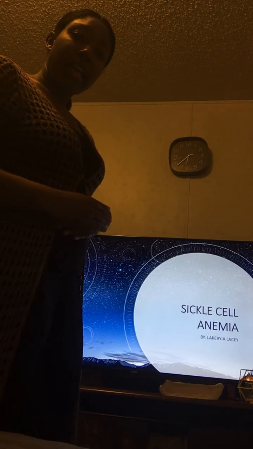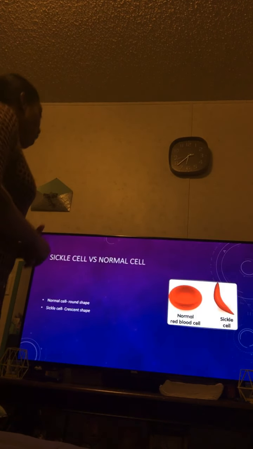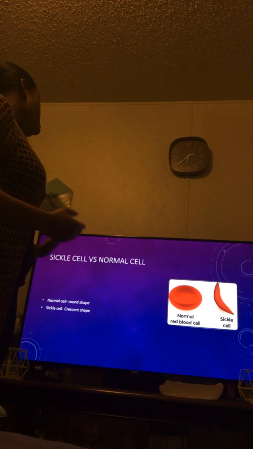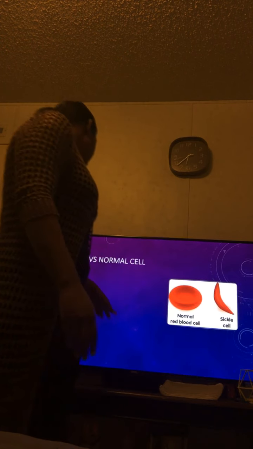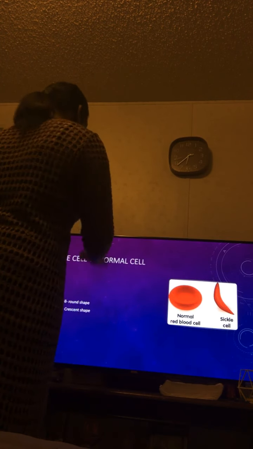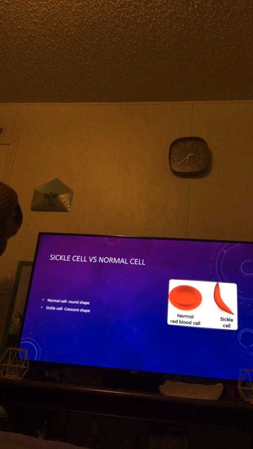Okay. So first, let's tell the difference between a sickle cell and a normal cell. As you can see, a normal cell, as you see right here, is round shaped, and a sickle cell is like a sickle. I like to think of it as like a crescent, a moon shape. So that's the difference between a sickle cell and a normal red blood cell. The sickle cell is crescent shaped and the normal cell is round shaped.